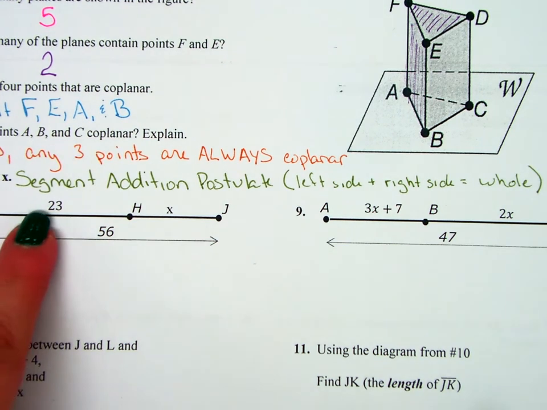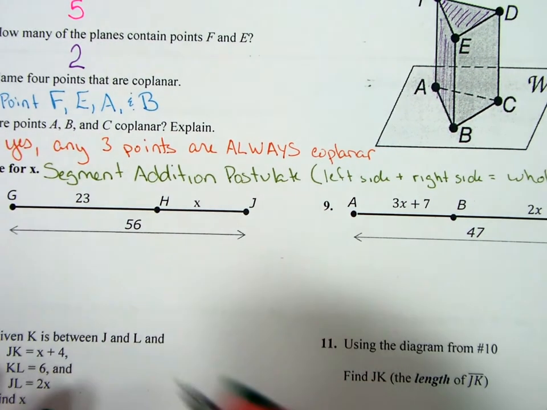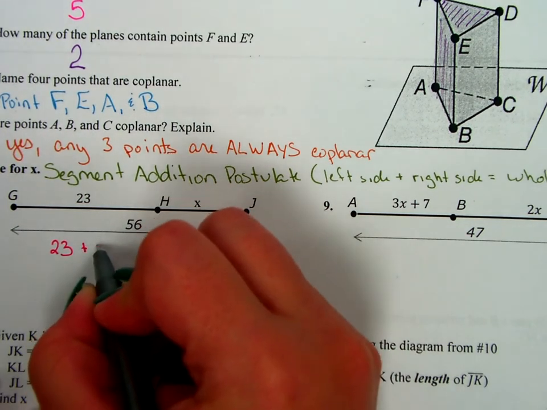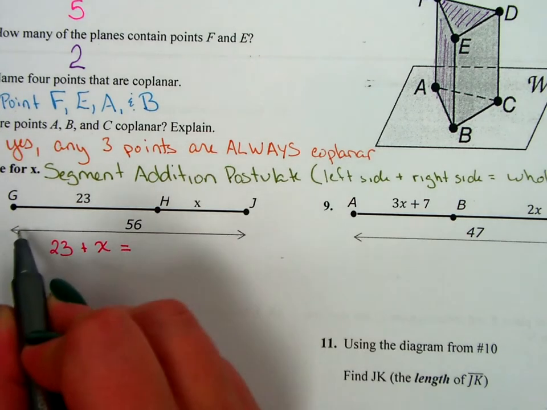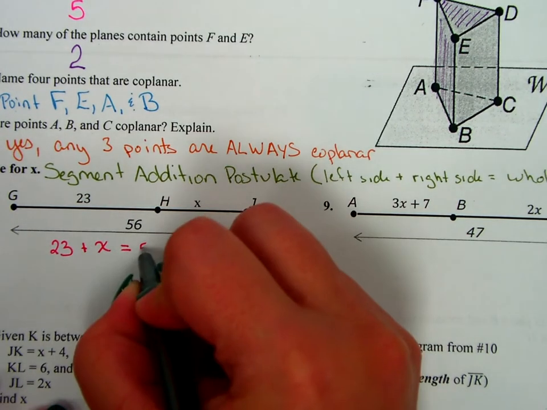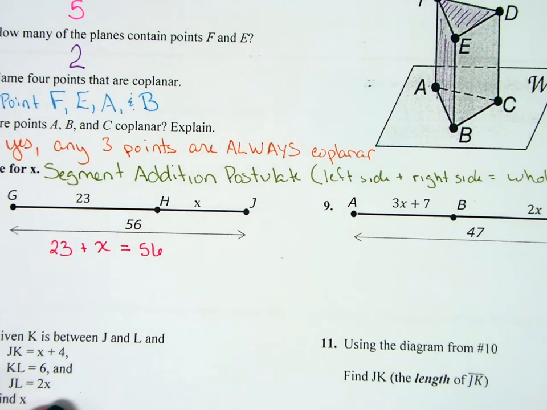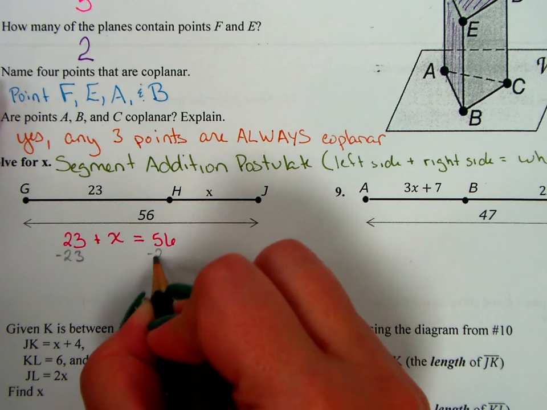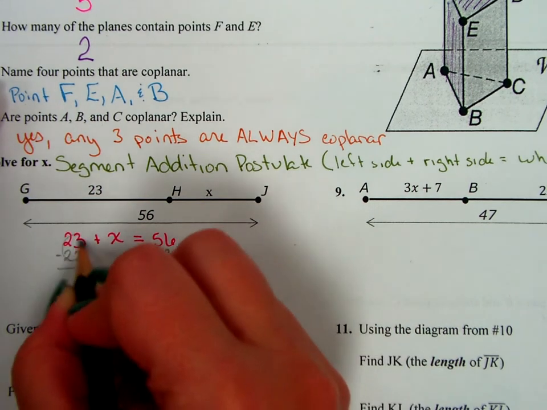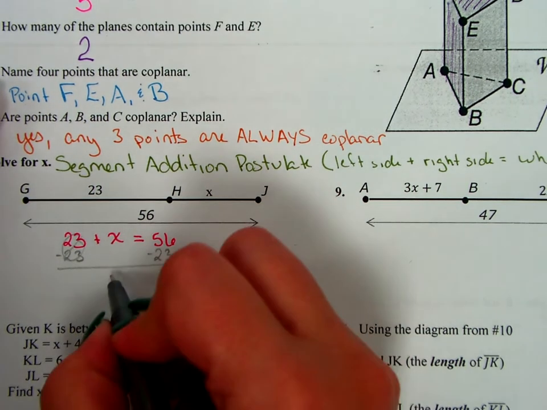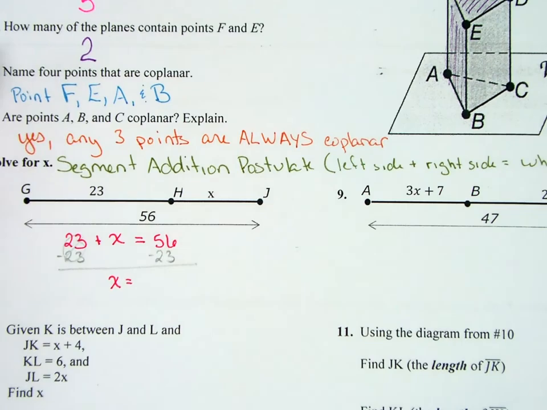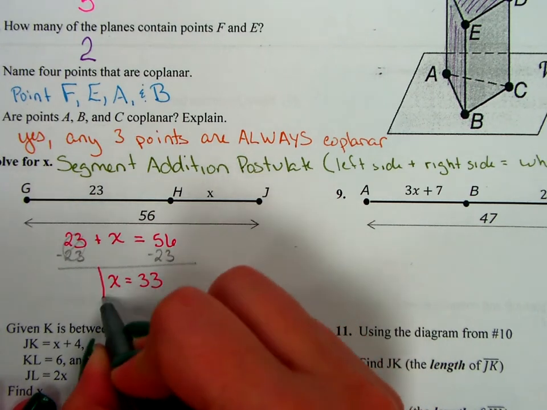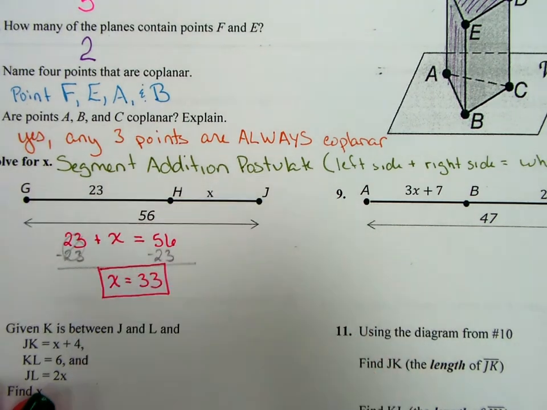So when I look at this first one, the left side is 23. The right side is x. It equals the whole thing, which is 56. What am I going to do to solve this? Yeah, subtract 23 on both sides. So then x equals, what's 56 minus 23? 33. Okay.